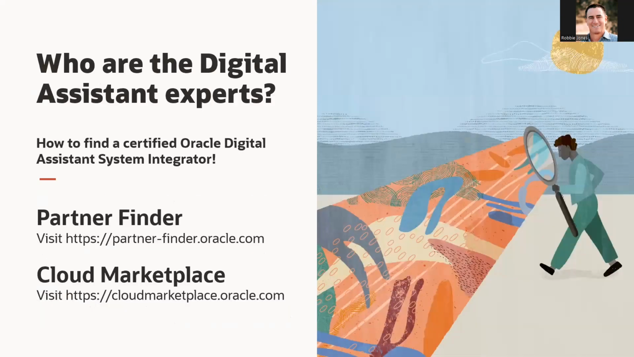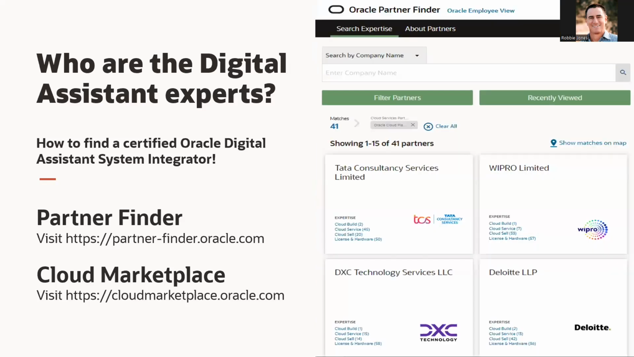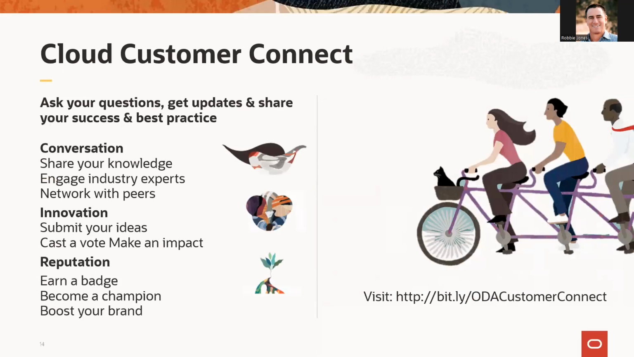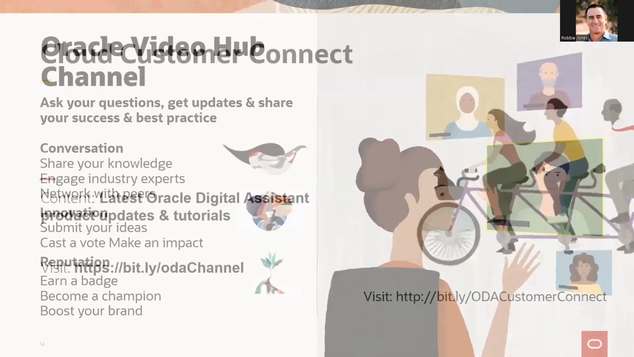If you need help to implement your solution, you can look up a partner like Box Fusion in the UK, or you can search for a local certified partner in your region, and you can visit Cloud Marketplace. There you can search for solutions and skills built by Oracle and third parties on top of the digital assistant. If you have further questions, would like to get the latest updates, or share your success or best practices, please join us on Cloud Customer Connect.